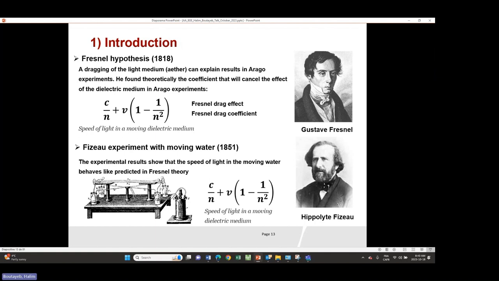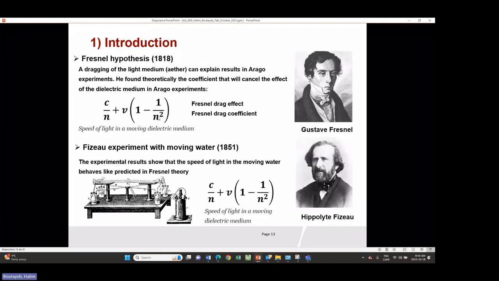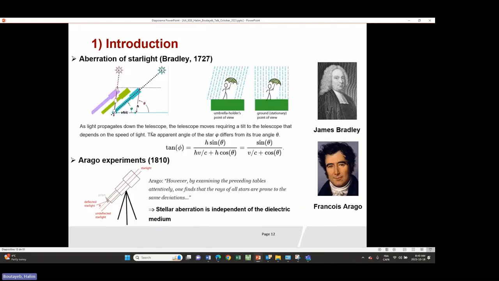So Fresnel, using the wave theory, and considering that there is a light medium called the ether, tried to find what should be the motion of the ether in order to cancel the effect that Arago wanted to measure here. And he found this formula. So he needs the propagation of light in the moving dielectric medium to follow this formula in order to cancel the effect that Arago wanted to measure.